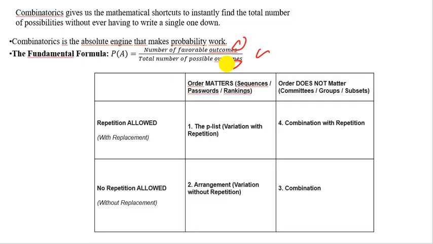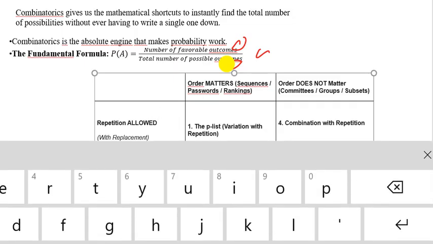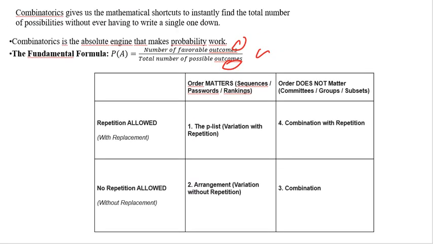So we have different cases, based on two different conditions. The first is whether repetition is allowed, and the second condition is the order. Does it matter? So we start with the first case. When we have repetition allowed and the order matters, we get what we call the variation with repetition, or the p-list. So let's see what the formula is and how we got this formula.